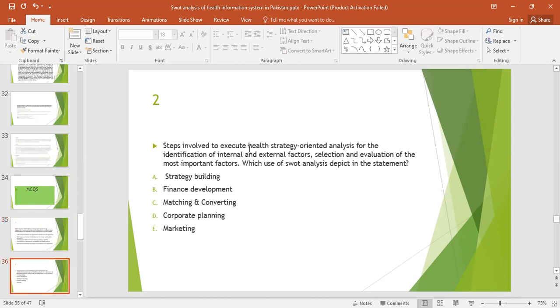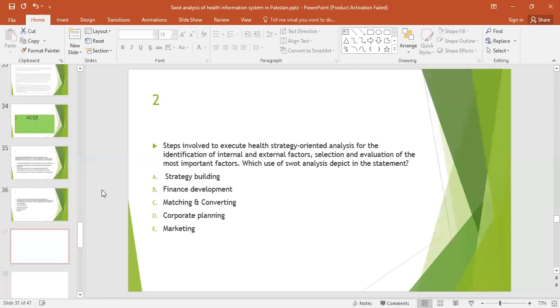Steps involved to execute health strategy oriented analysis: identification of internal and external factors, selection and evaluation of the most important factors. Which use of SWOT analysis is depicted in the statement? A is the right answer, strategy building.